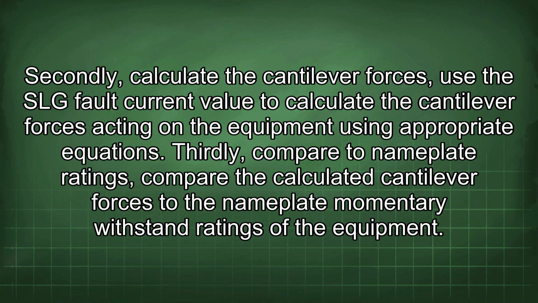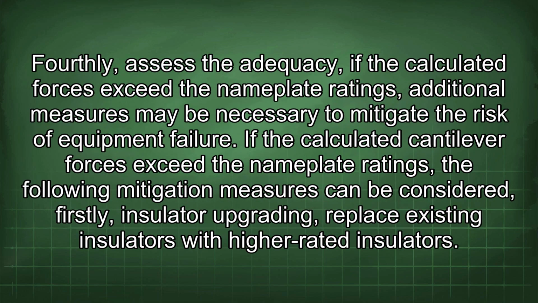Thirdly, compare to nameplate ratings. Compare the calculated cantilever forces to the nameplate momentary withstand ratings of the equipment. Fourthly, assess the adequacy. If the calculated forces exceed the nameplate ratings, additional measures may be necessary to mitigate the risk of equipment failure. If the calculated cantilever forces exceed the nameplate ratings, the following mitigation measures can be considered.